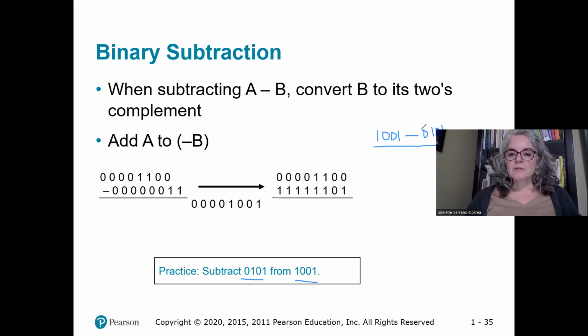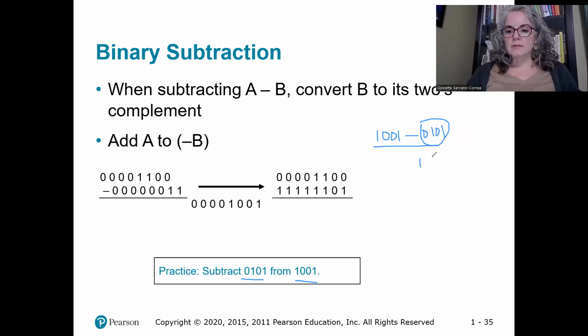So we're going to get the 2's complement of this number here and then add it to that one. So the 2's complement of this one is 1, 0, 1, 0. We're going to add 1. That's 1, 1, 0, 1. Then we're going to add these two numbers together.